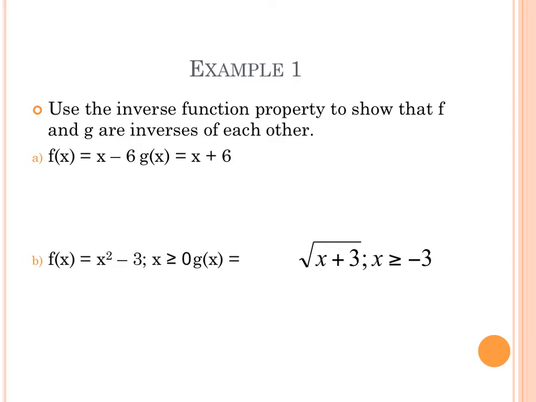This one's going to say use the inverse function property to show that f and g are inverses of the other. So if it says to show it, you've got to do both f of g of x and g of f of x. It has to work for both.